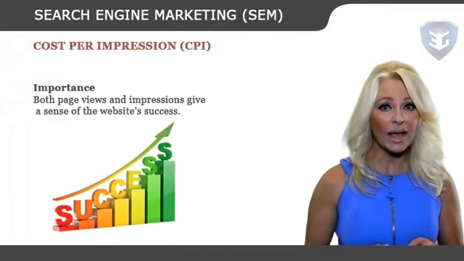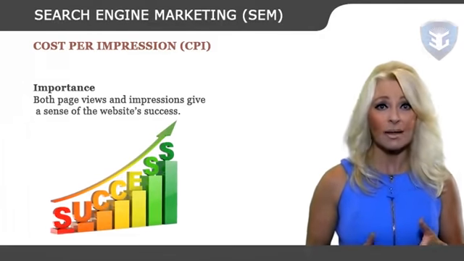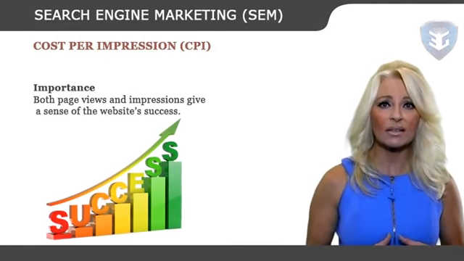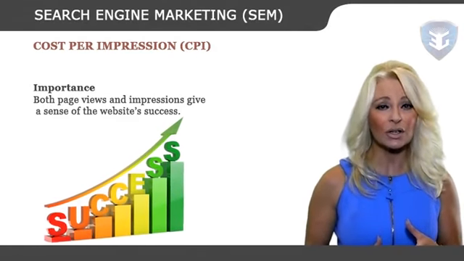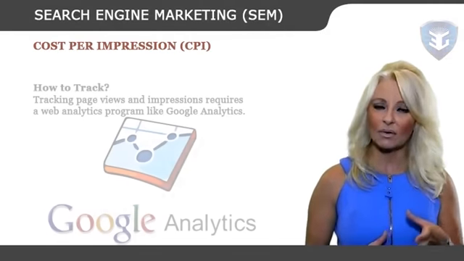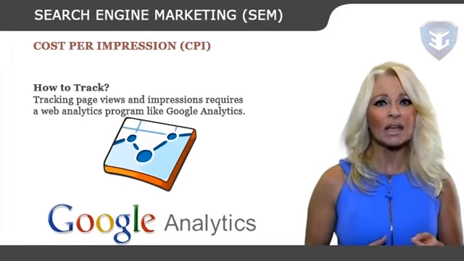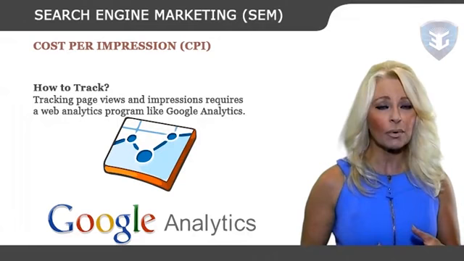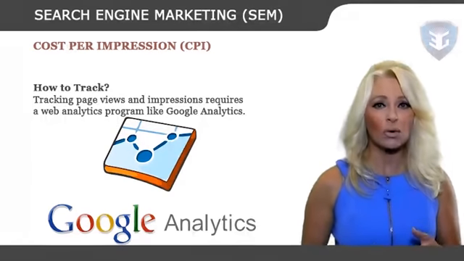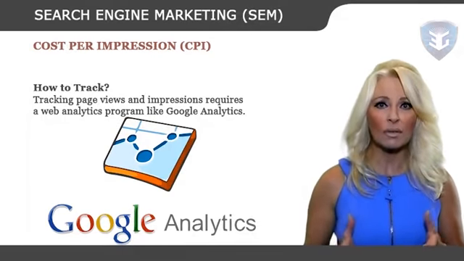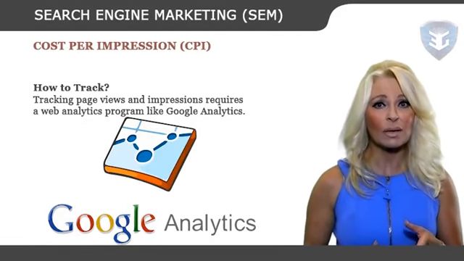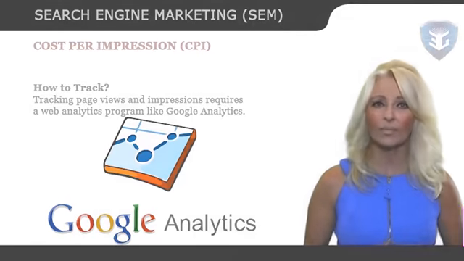A low page view count can indicate a problem, such as poor website design, a need for calls to action, confusing content, or poor search engine optimization. How to track. Tracking page views and impressions requires a web analytics program like Google Analytics. After signing up for a program, it will generate a piece of code that one inserts into all of the pages of the website. The code tracks all the site behavior and reports it to the analytics account.